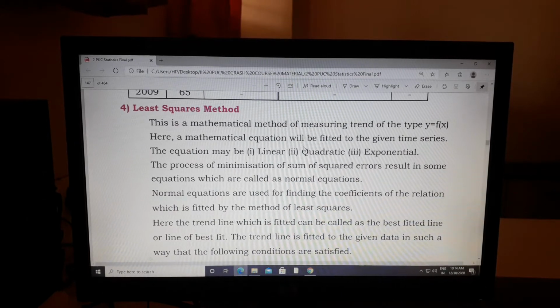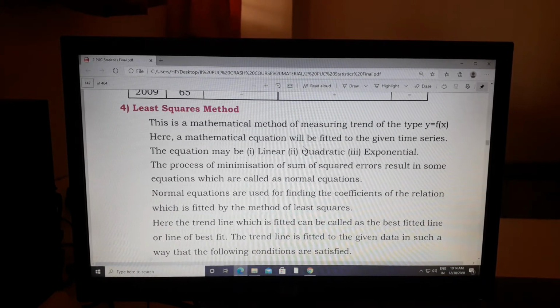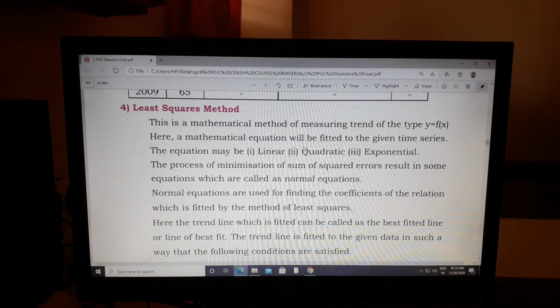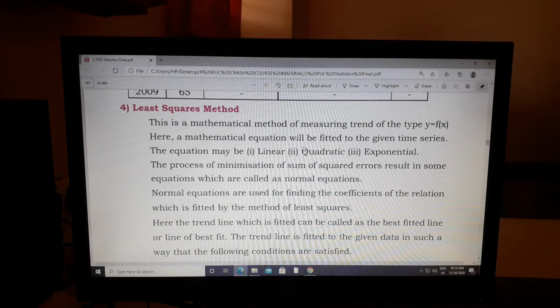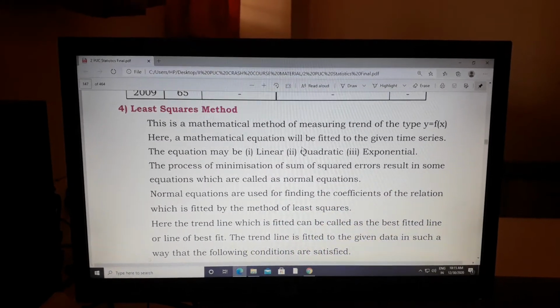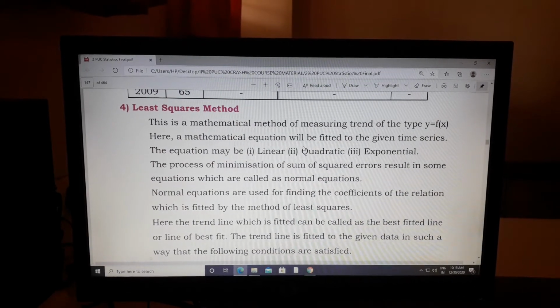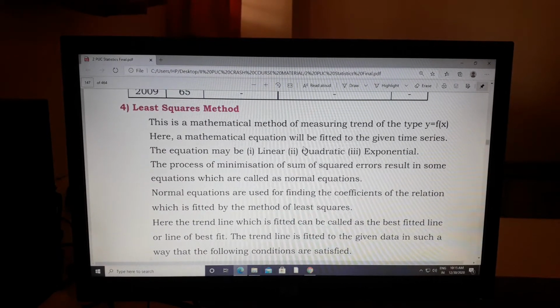Good morning, students. So the next method is the least squares method. See, this is a mathematical method of measuring trend of the type y equals f of x. So this is a mathematical model method of measuring trend.